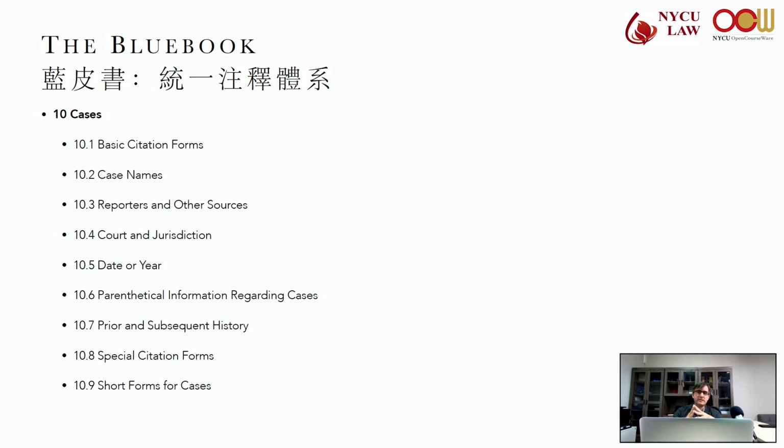So decisions only available in printed slip opinions. So we have an example, Commonwealth v. Sam. So here it becomes Sam because we don't use government in the short form. We will use Sam, slip opinion, at 12.